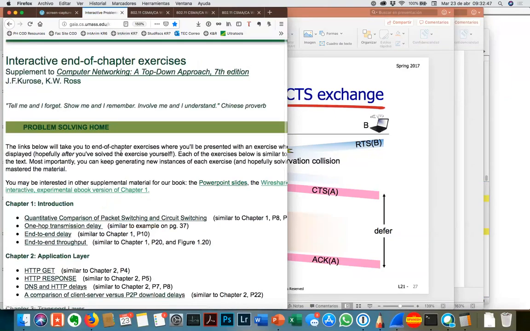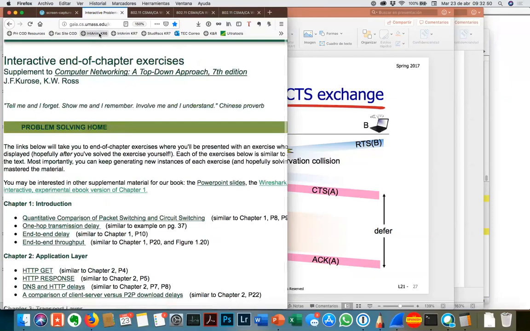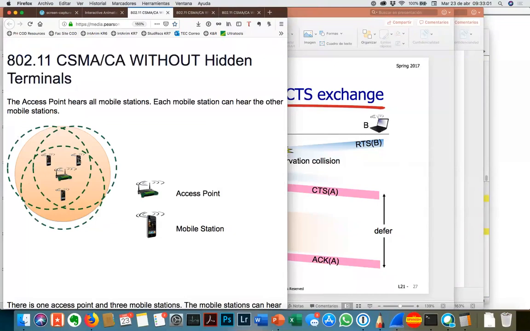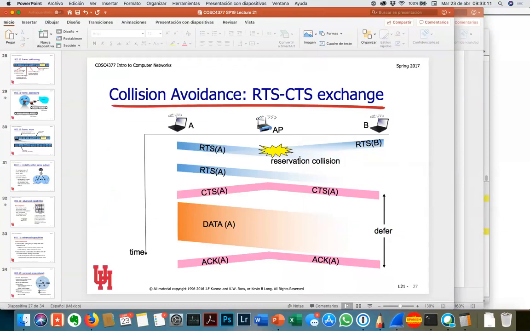Right, it's all green. So you've got a couple of them out here. This one has it for Chapter 7, 802.11 CSMA-CA without and with hidden terminals. So, a fancy way of saying without hidden terminals, that not only can you hear the access point, but you can hear each other. So if I am on this one, I will hear your request to send, and so I can know to be quiet. I do not have to wait for the access point to call on you. I can hear you ask. So let's walk through what this looks like.